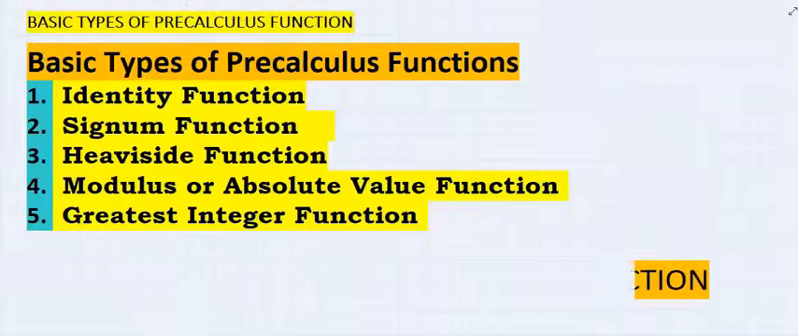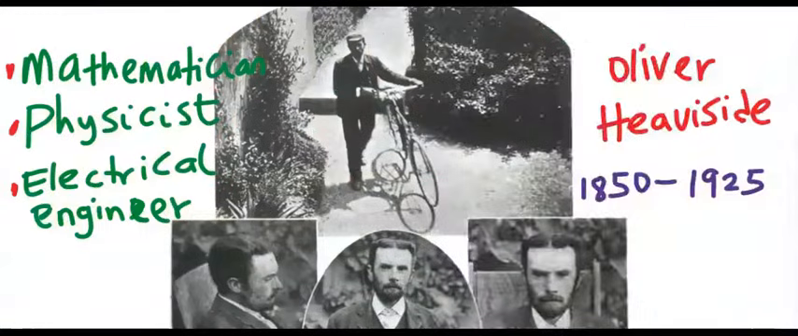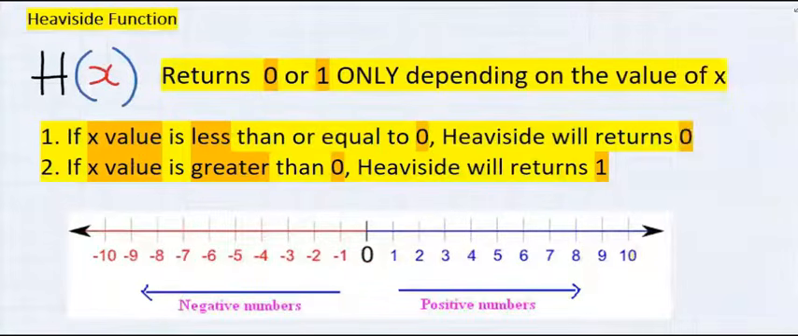We are going to consider the Heaviside function. The Heaviside function was invented by Oliver Heaviside, who taught himself mathematics, physics, and electrical engineering. The Heaviside function is usually denoted with a capital letter H. If you use a small letter h, this is a function and not Heaviside.